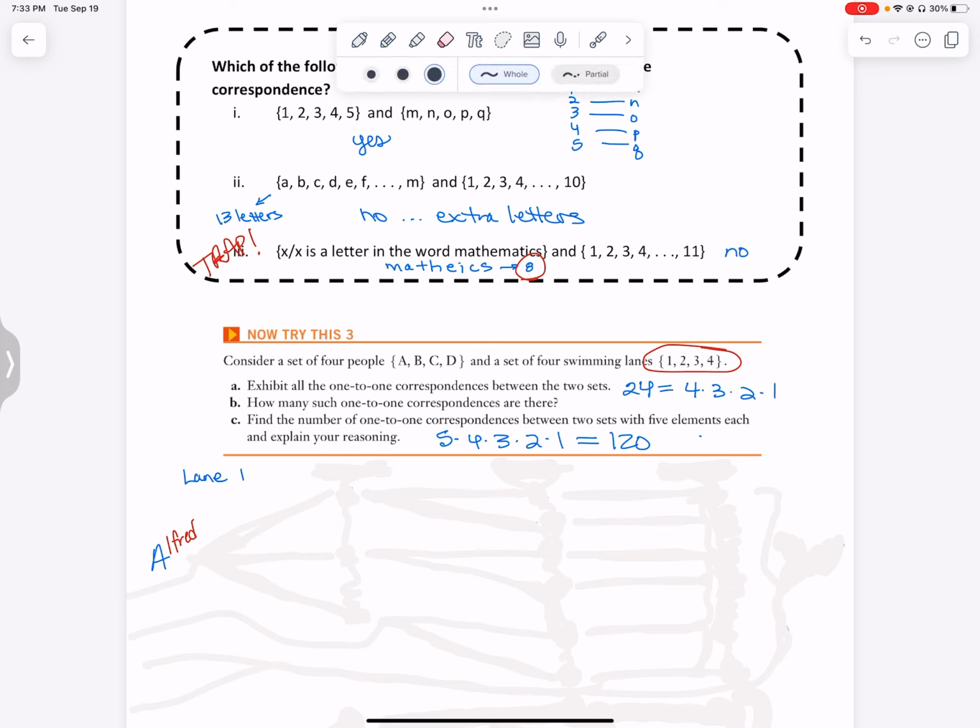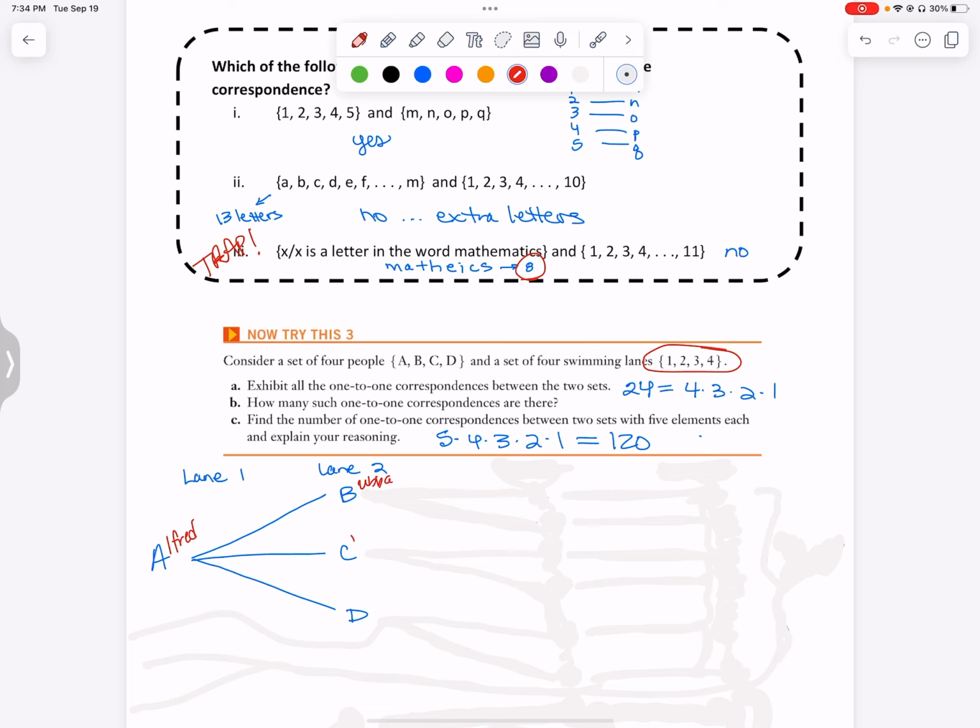All right. So if Alfred is in the first swimming lane, then in the second lane, I only have 3 choices, right? I could put Bubba. I could put Clyde. I could put Dan. Okay. So there's my 3. So now we know what's in lane 2.